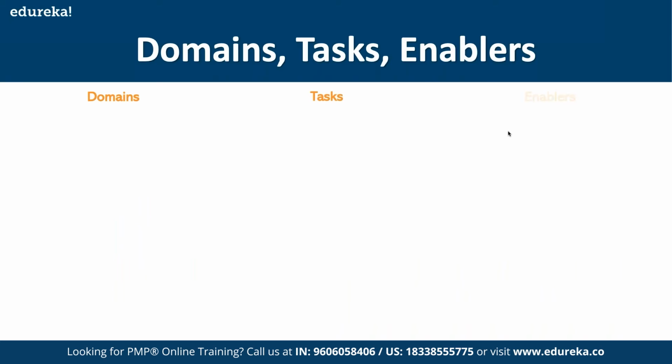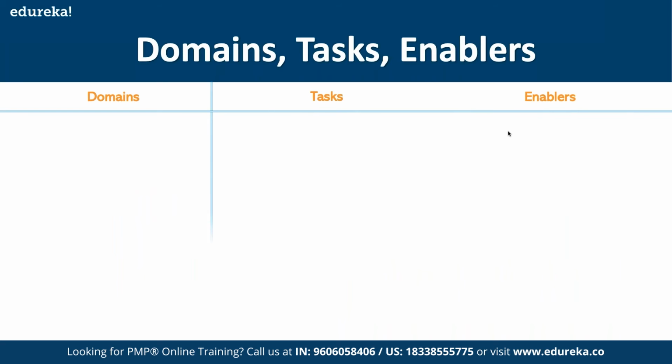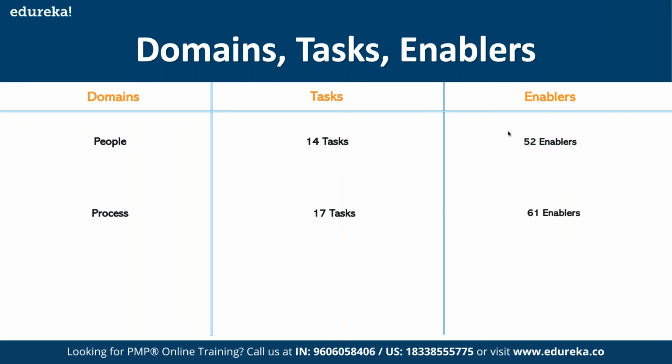And then we have domain, task, and enablers. So if we talk about the main difference here, the domain people includes 14 tasks and 52 enablers. Then process includes 17 tasks and 61 enablers. And then in the business environment, we have 4 tasks and 19 enablers. And that's how the questions are being distributed.